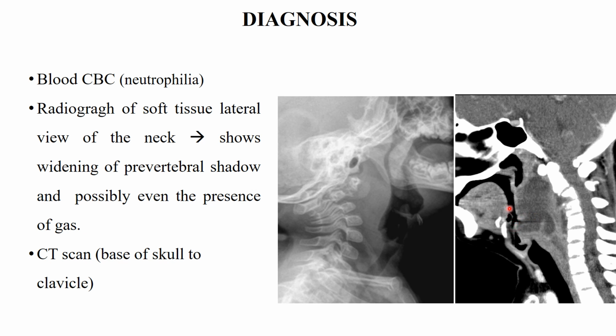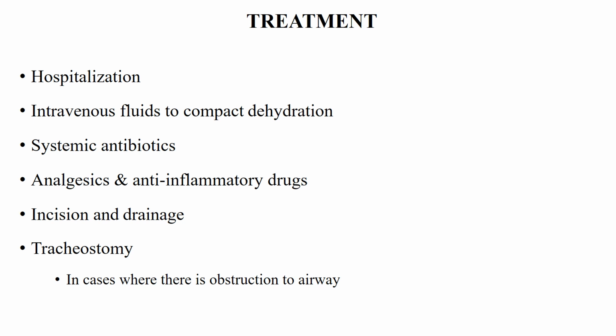This is the base of tongue, so it is on the posterior pharyngeal wall, and this all dark area is the abscess. Treatment: the patient needs to be hospitalized, intravenous fluids started to combat the dehydration, and broad spectrum intravenous antibiotics should be started. Analgesic and anti-inflammatory drugs including paracetamol, NSAIDs, and steroids are given.